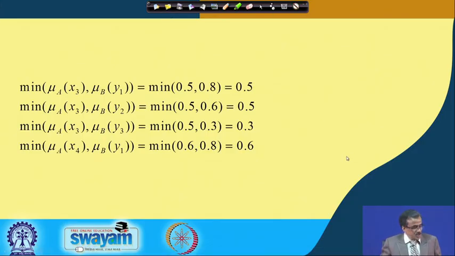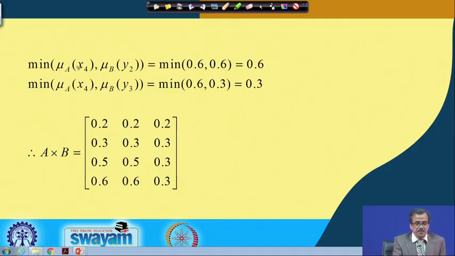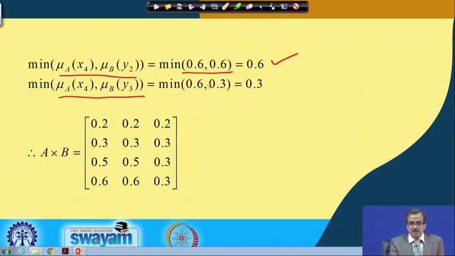Now, to find out the product, we need to find out some other elements, like the minimum between mu A(x4) and mu B(y2), which is the minimum between 0.6 and 0.6, it is 0.6. Then comes the minimum between mu A(x4) and mu B(y3), that is the minimum between 0.6 and 0.3, and you will be getting 0.3.